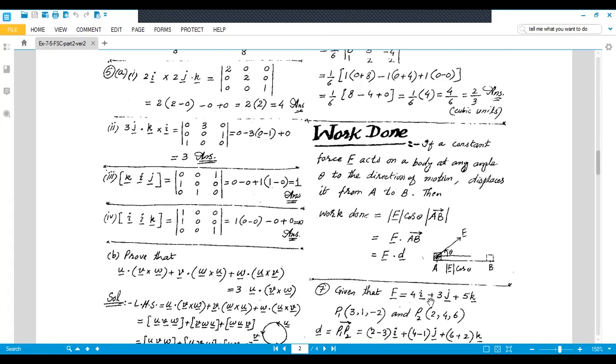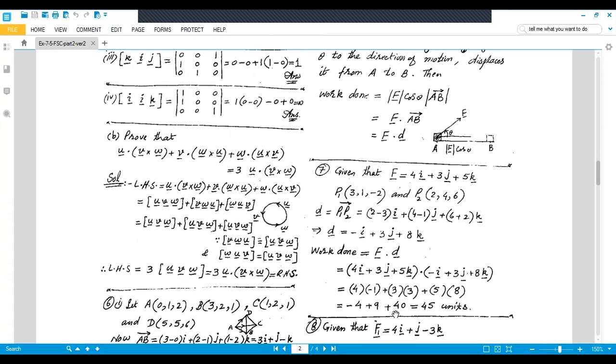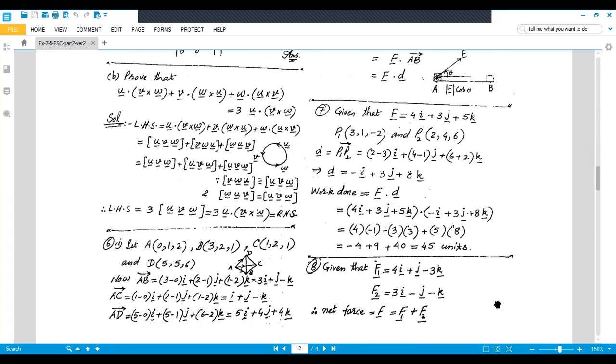F is given in question number 7. Force is given, that is 4i plus 3j plus 5k, and P1 and P2 are given. So we have to find D by finding P1 and P2. So 2 minus 3 i, 4 minus 1 j, and 6 minus 2 k. So we get D is minus i plus 3j plus 8k. Then we take the dot product between F and D. So 4 into minus 1, 3 into plus 3, 5 into plus 8. So minus 4, 9, plus 40. So 45 units, very easy.